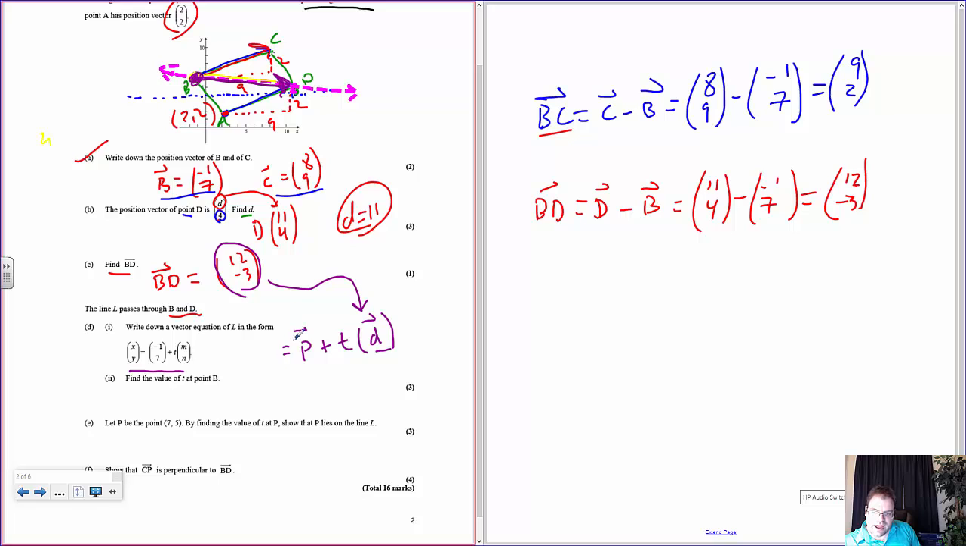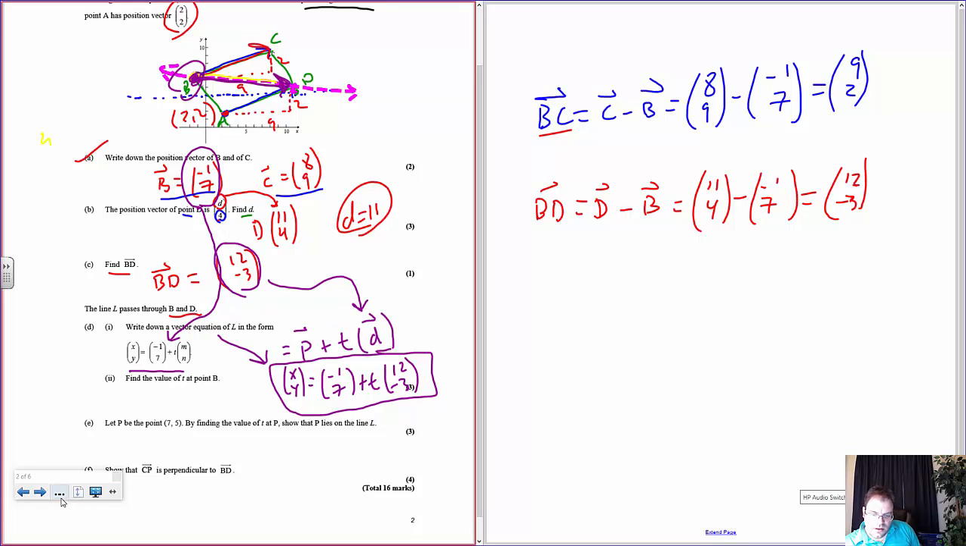This is just a point on the graph, and I know that B is a point on the graph, and that B is negative 1 and 7. That's why they have chosen my point here to be negative 1 and 7. So to write this vector equation of a line is pretty simple. We just say xy equals the point B, which is negative 1 and 7, plus t times the direction from B to D, which is 12 and negative 3. So this is actually the vector equation of the line.